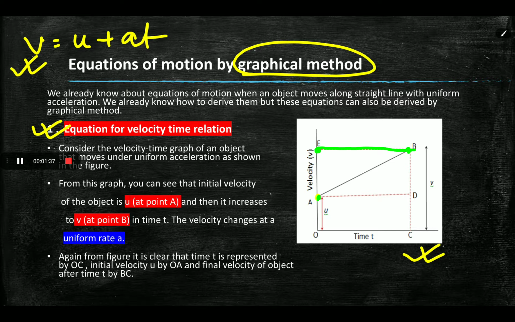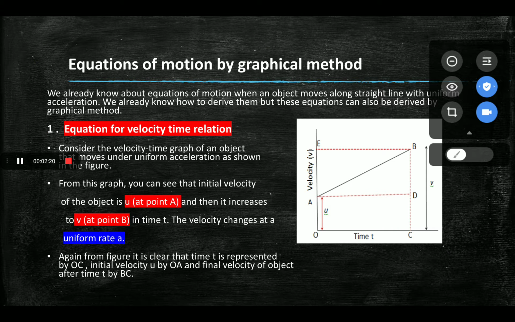Now, the object takes a time interval of t seconds to change its velocity from initial velocity u to final velocity v. And the velocity changes at a uniform rate. Again from this graph, it is clear that time is represented by OC, initial velocity is represented by OA, and final velocity is represented by BC. As you can see in the image, all the things are mentioned in the image.